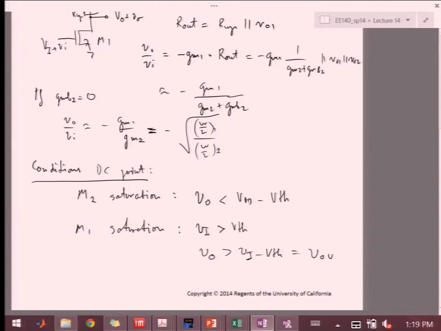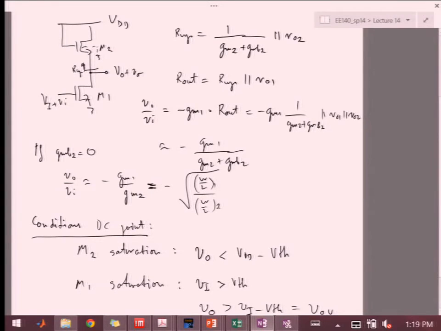So the output has to be greater than the overdrive, which tells you that this guy can swing between VOV on one side and VTH on another side, right? So the useful range in which I can move is this. On one hand, it can go as low as the VOV of M1, and then as high up as VTH less than VDD from M2. So that's the useful range of this amplifier.